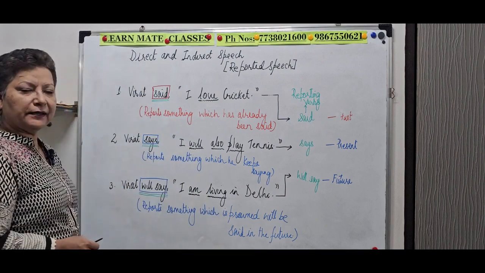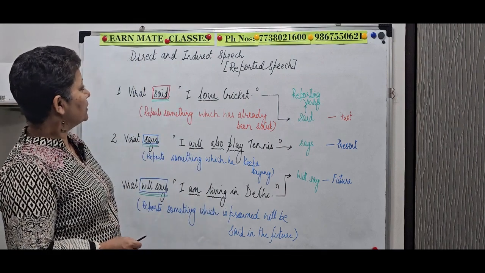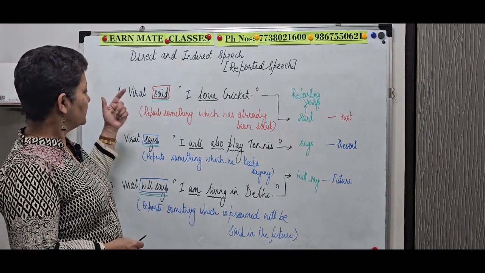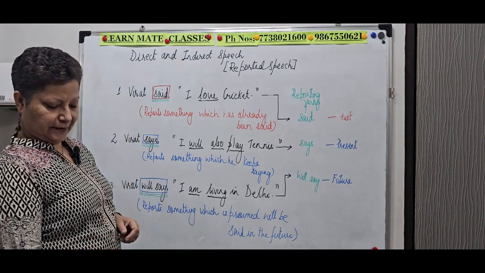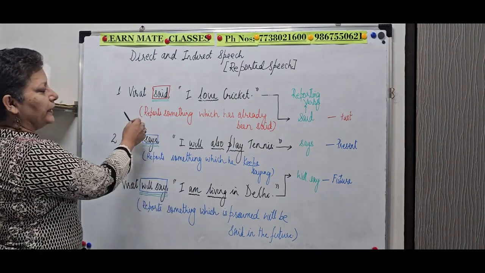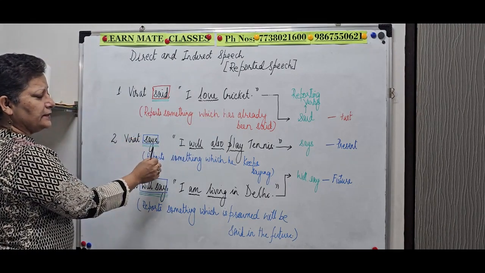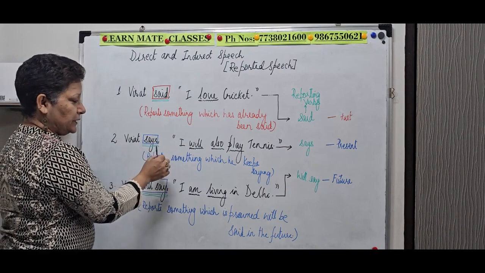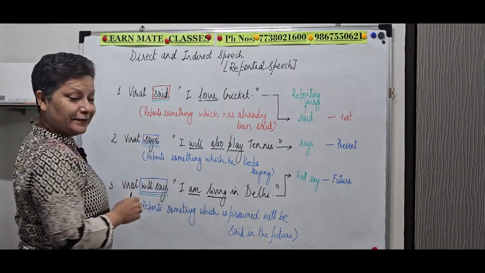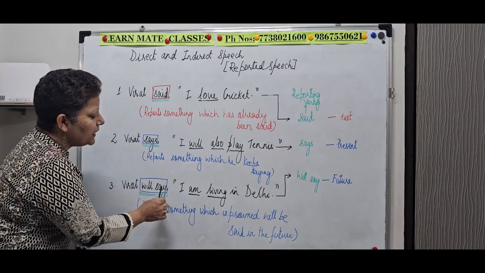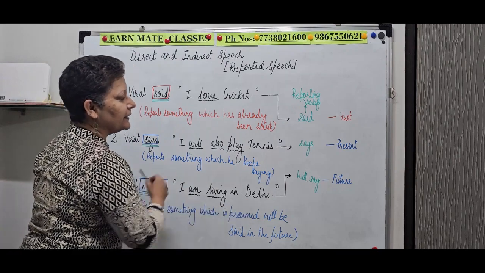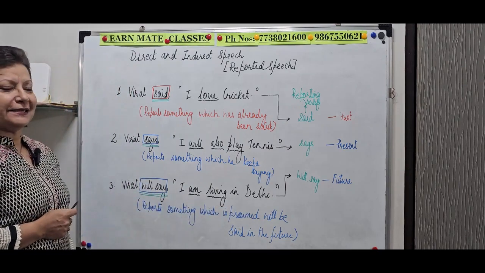So as you can see, up on the board are two, rather three sentences. I'll just read them out for you. Virat said, "I love cricket." Virat says, mind you, "I will also play tennis." Virat will say, "I'm living in Delhi." Can you see there's a difference?